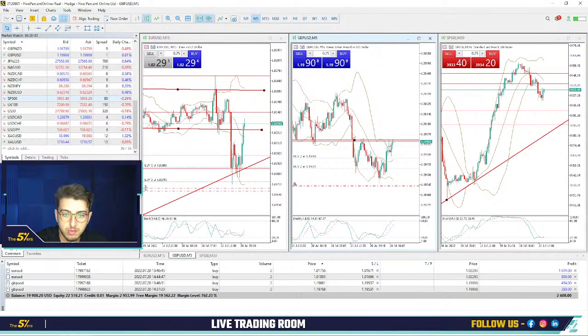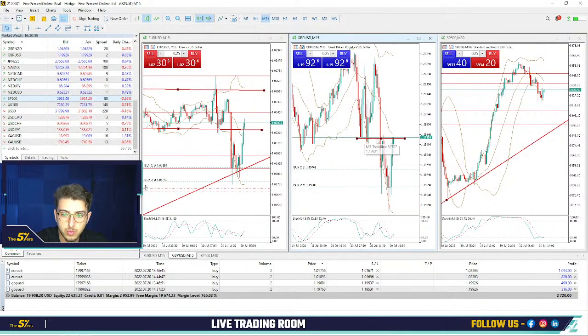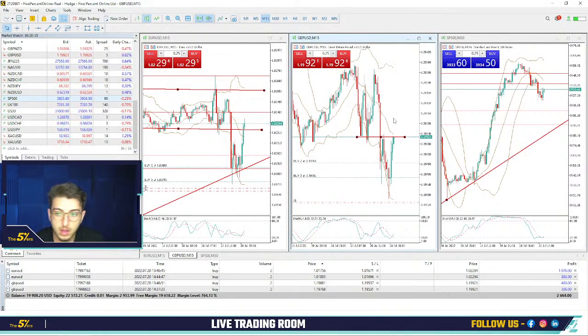The Pandora, you see, is also reacting to the bottom we already tested just before. So yeah, this was for me the good indication.